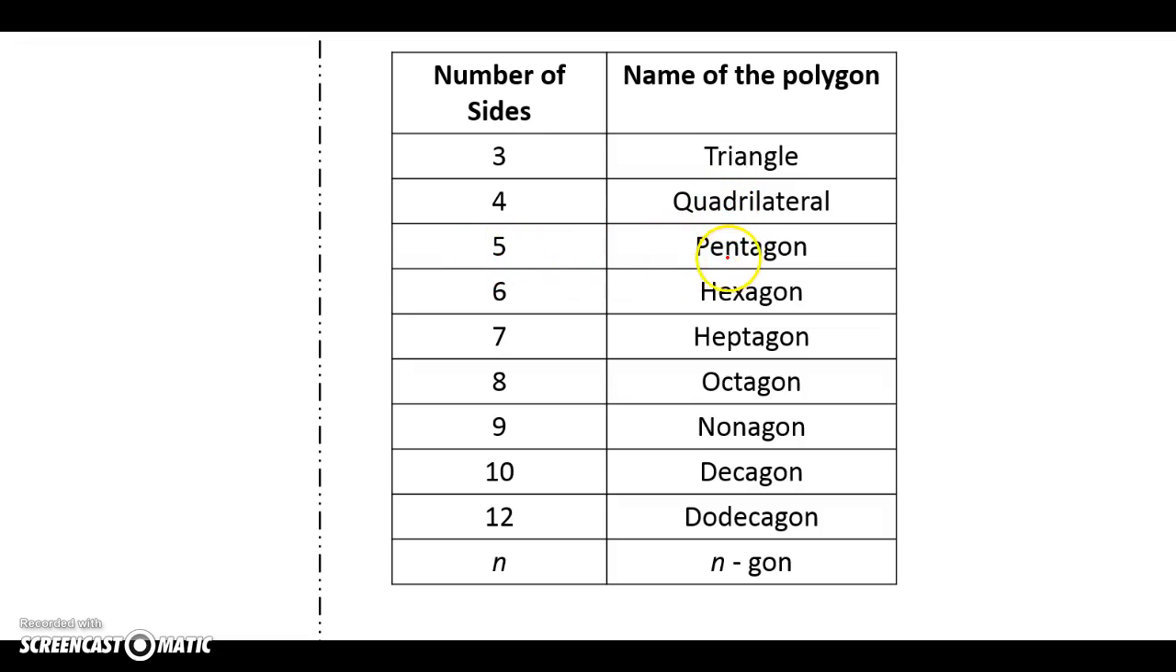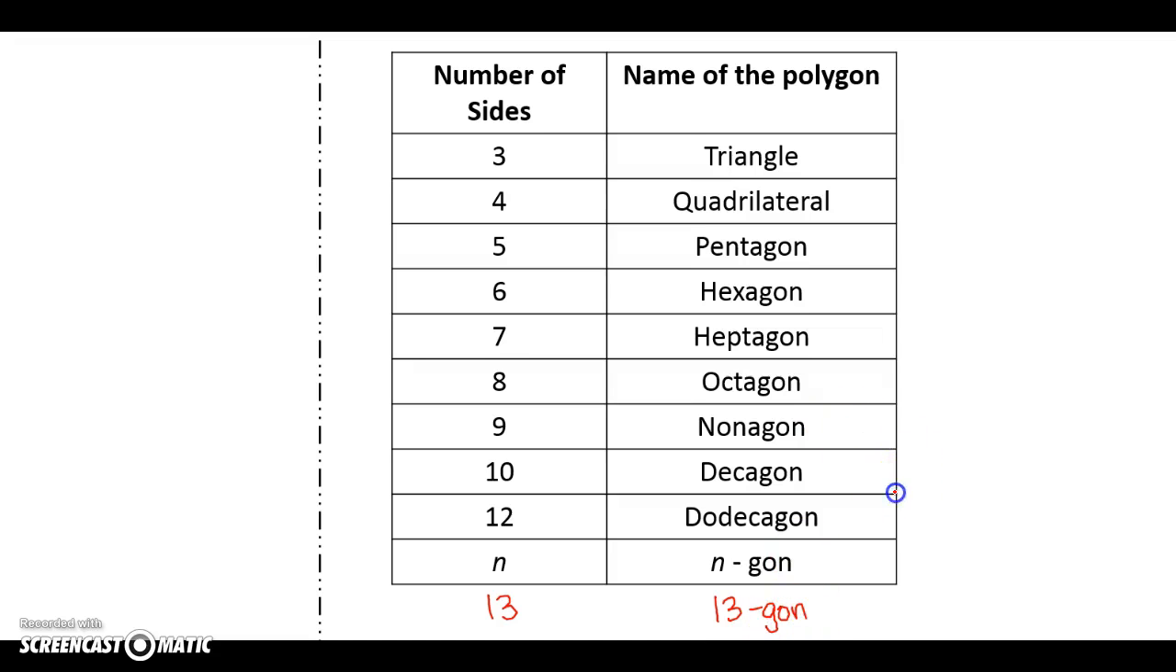5 is pentagon, 6 sides is a hexagon, 7 sides a heptagon, 8 sides octagon, 9 sides nonagon, 10 sides decagon, 12 sides dodecagon, and after 12 we don't get very creative. So a 13-sided figure is going to be called a 13-gon for 13 sides. If it had 100 sides, it would be called a 100-gon, the number 100 - gon.